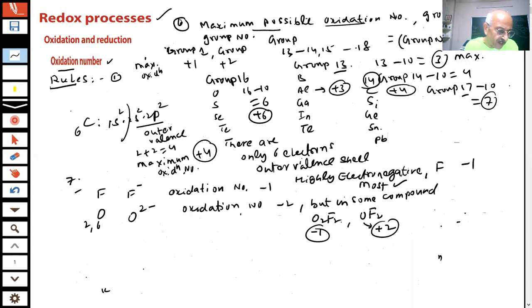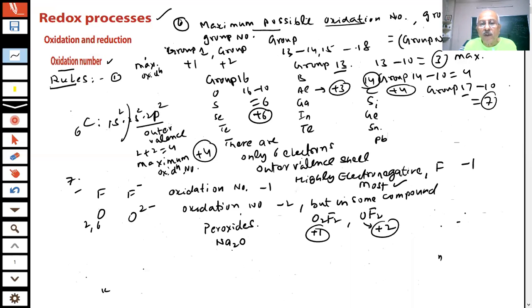Exceptions. There are exceptions also. When oxygen is joined with a more electronegative element, it can be +1. This is +1, this is +2. It can be +1 or +2, and also in peroxides.